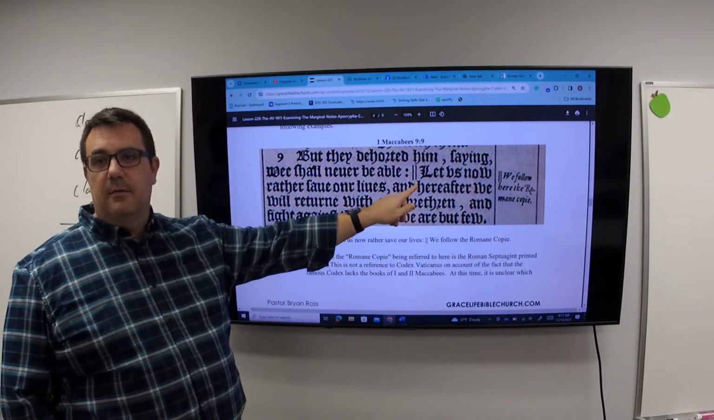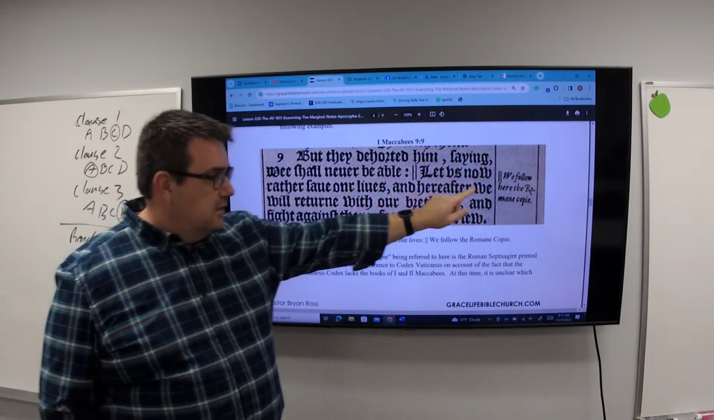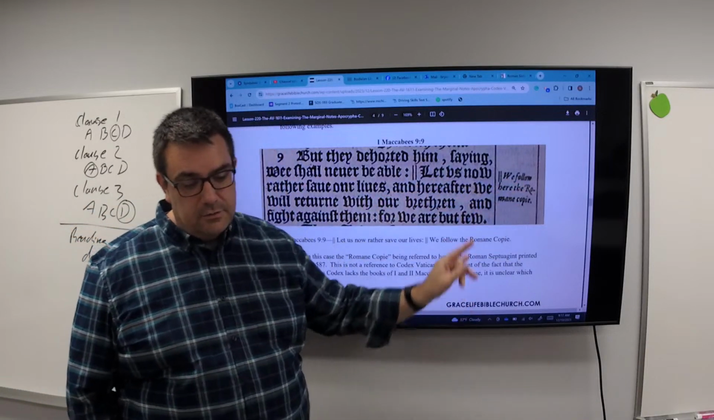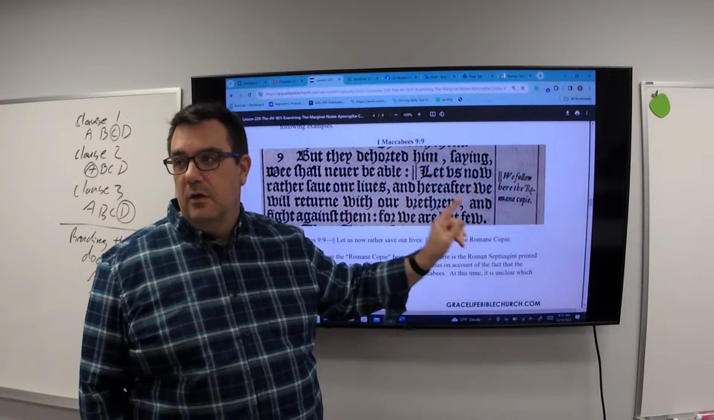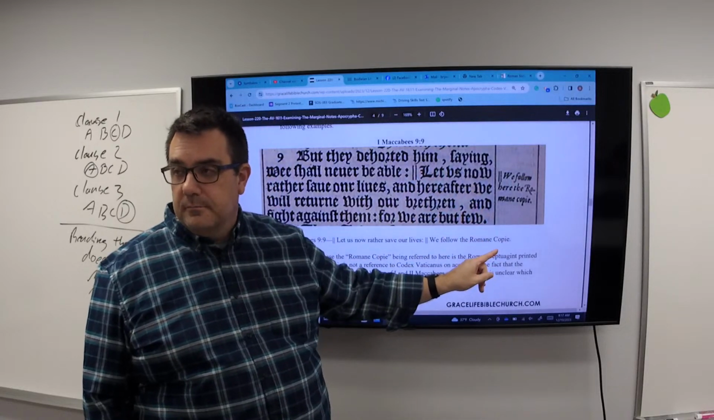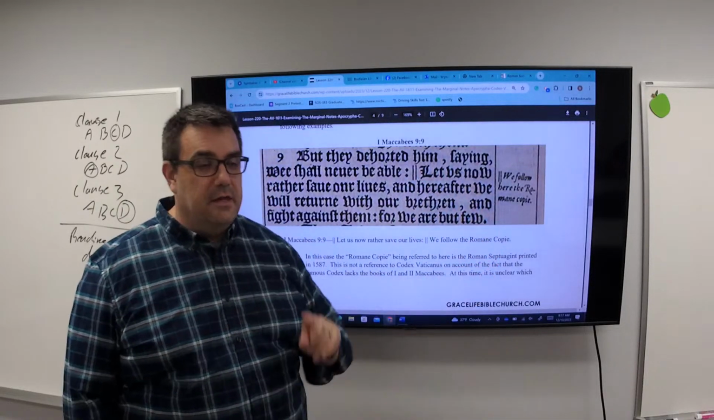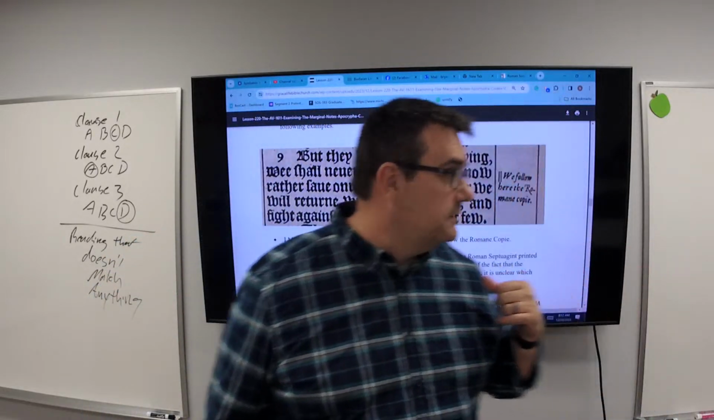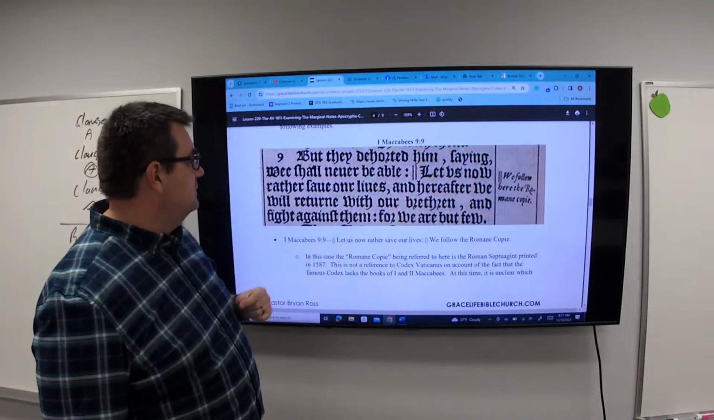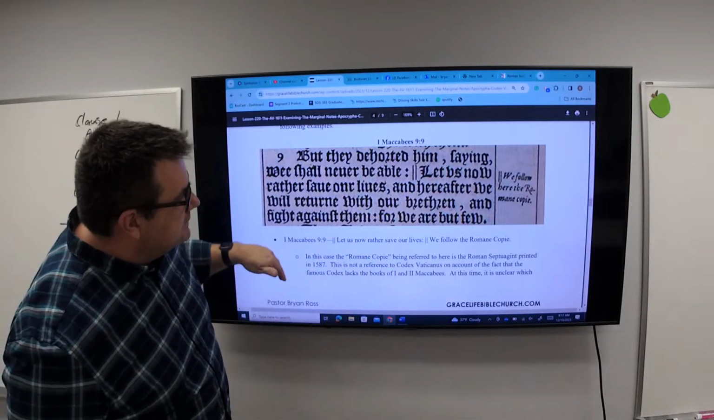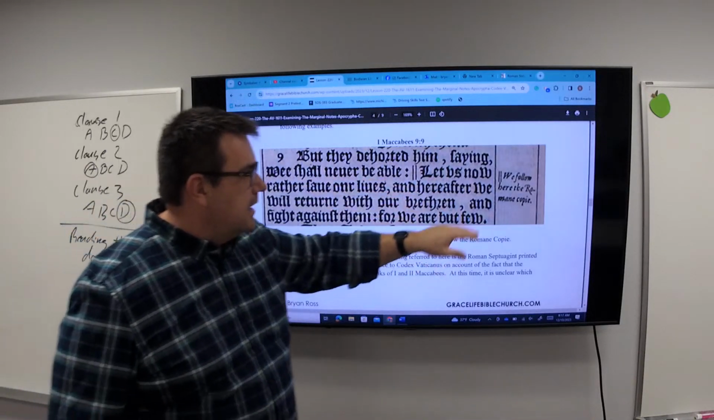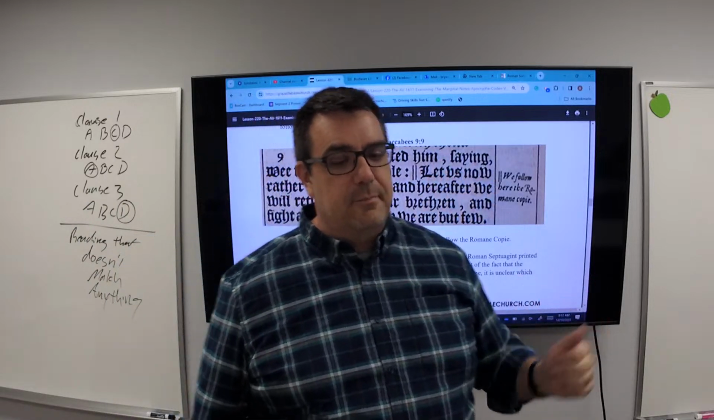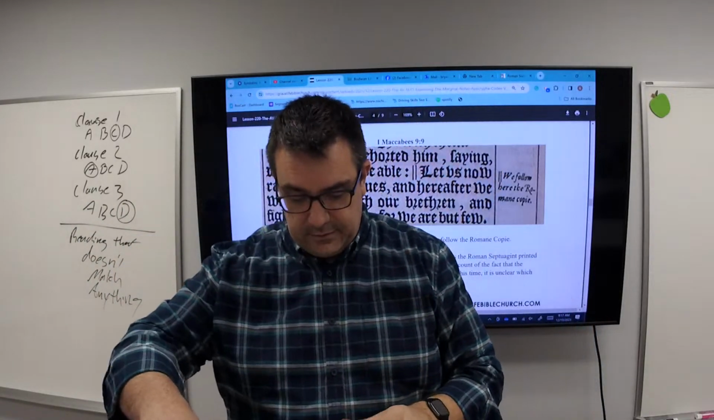1 Maccabees 9:9. So let's just first note where the note occurs. It's right here, double vertical lines, directs you to the margin, and notice what they say here. We follow the Roman what? Copy. So are they saying there that they're following the Roman copy in that reading? Yep. So when the text reads here, "let us now rather," and so on, they say they're following there the Roman copy at that reading. Is everybody with that so far?